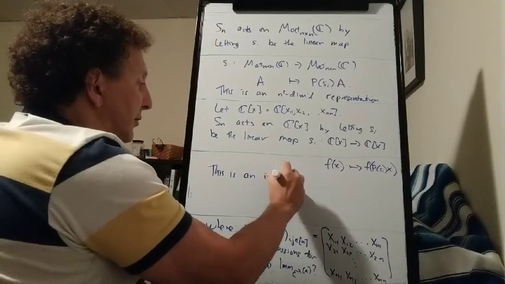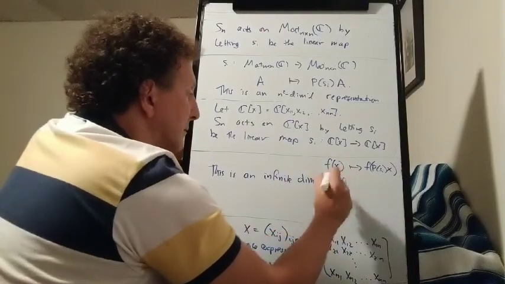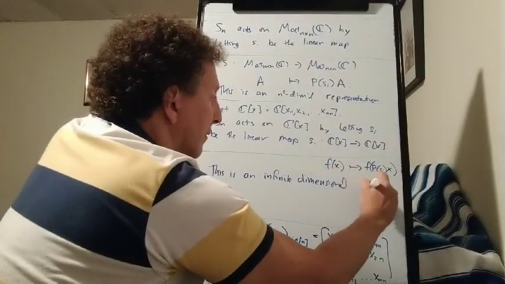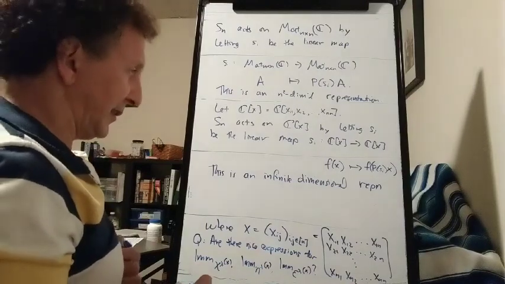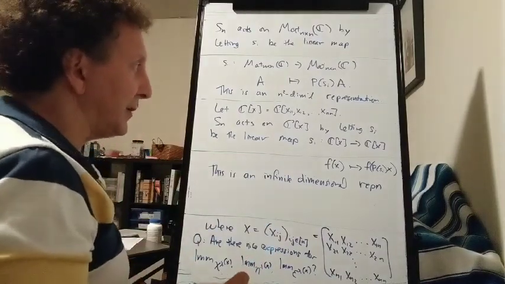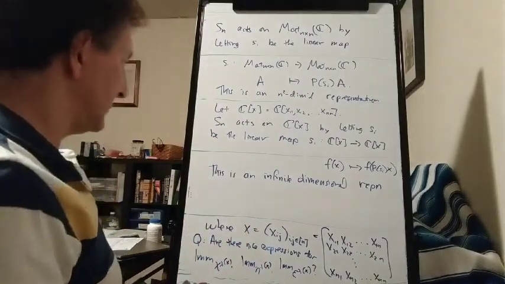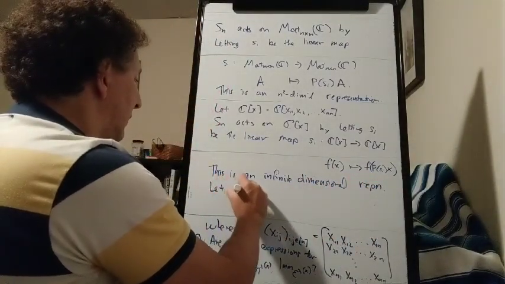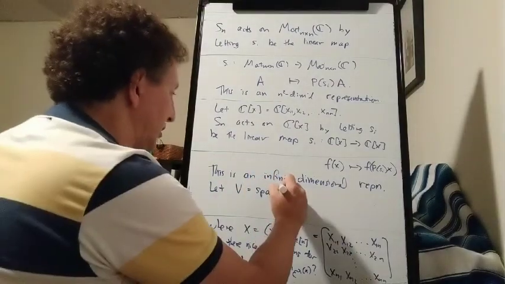Now this is an infinite dimensional representation. And we really only need monomials of degree n, and not even all monomials of degree n, but just the ones that have all possible row indices and all possible column indices. So the permutation monomials. So let's let V be the subspace consisting of those permutation monomials.